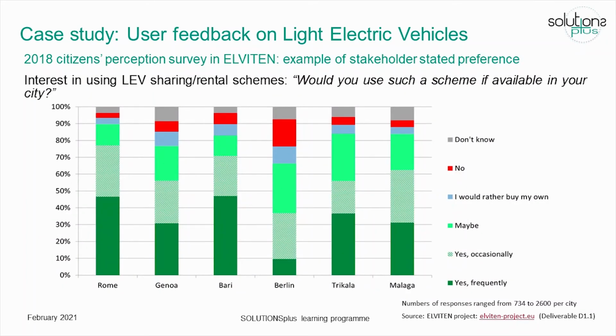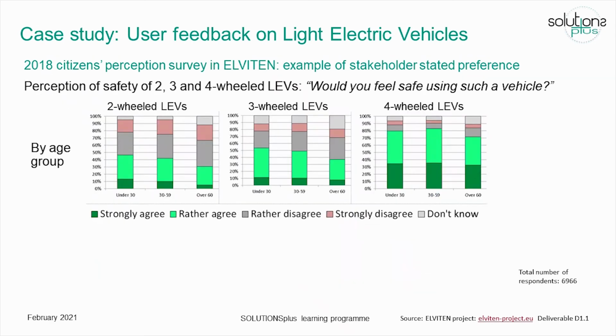Here's an example of one of the survey results. We asked users if they would be interested in using a light electric vehicle sharing or rental scheme if one was available in their city. You can see the dark green at the bottom is yes frequently, and then the other greens are yes, occasionally or maybe. So a significant majority in all of these 6 cities said that they were interested in using such a scheme. Of course, this is stated preference, so it doesn't necessarily mean that it will pan out in real life, but it does show a very strong interest in light electric vehicle sharing schemes in 6 cities.